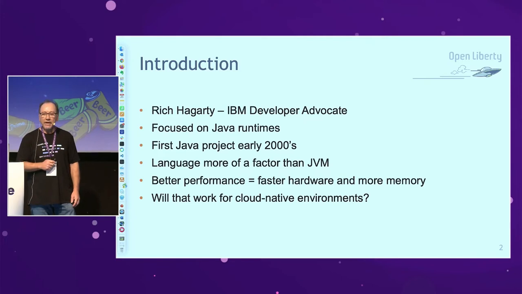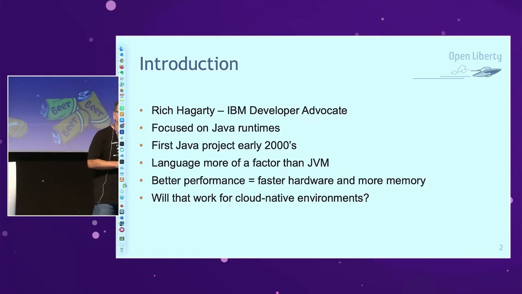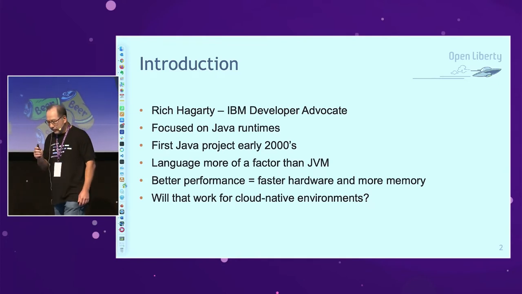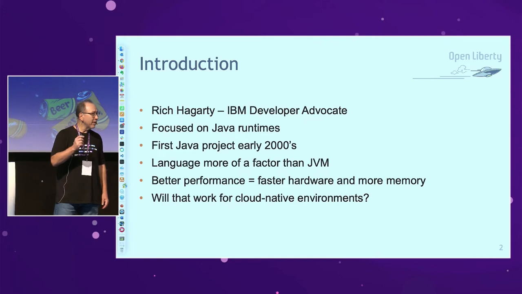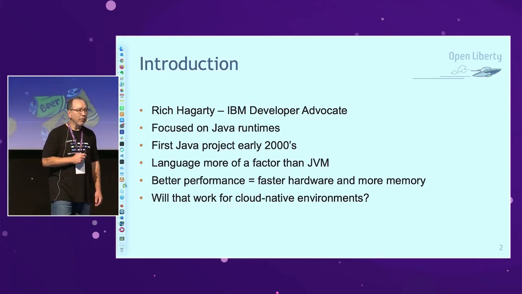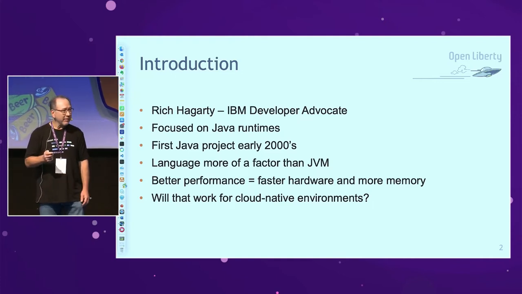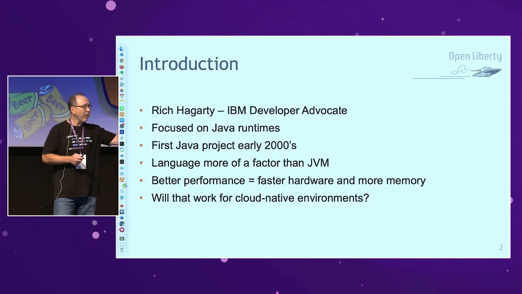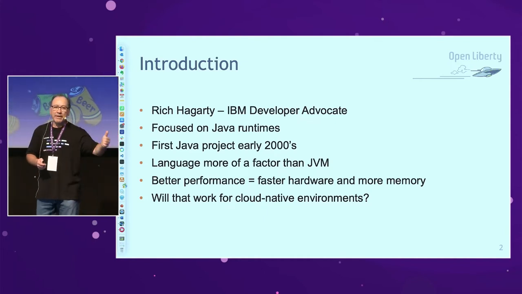And as far as the JVM, we knew it was there. We knew there might be performance issues, but we always knew we had a solution. Does anyone know what that solution is? How do we get around performance issues back then in the 2000s? No one wants to guess? More hardware, right? Faster hardware, more RAM. That's how we did it.